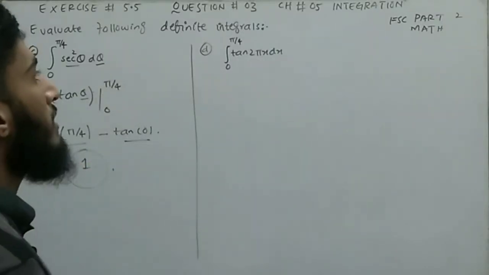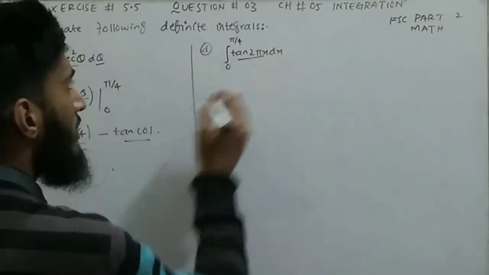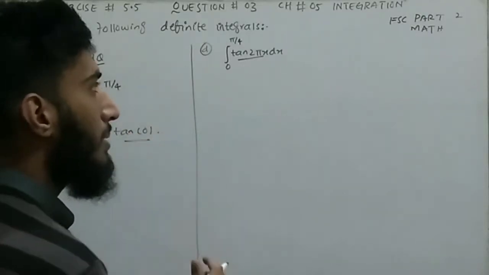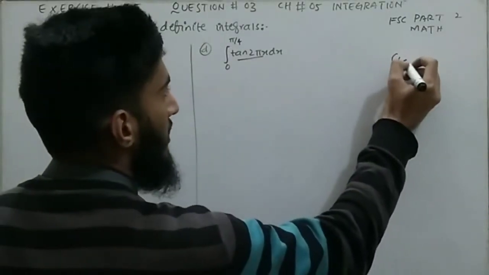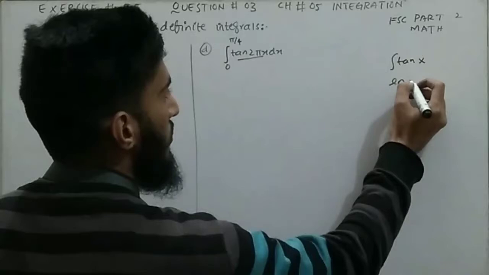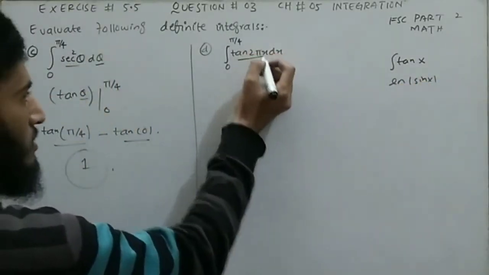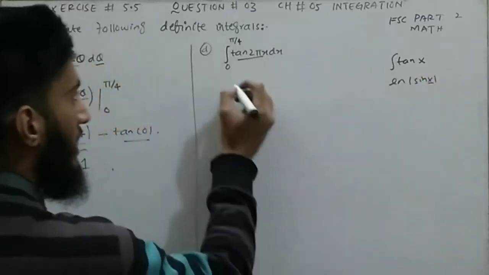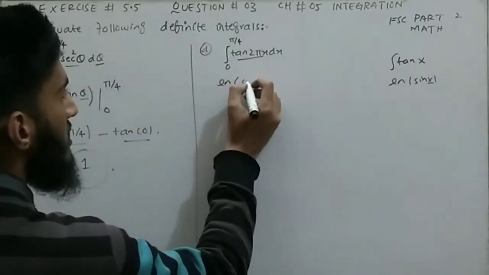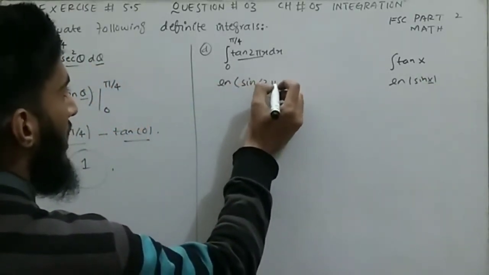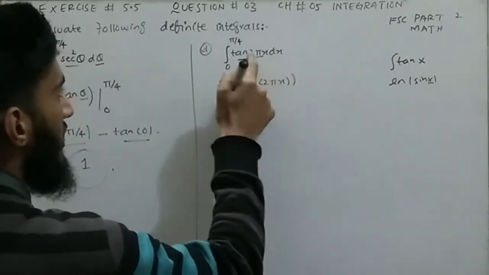Now let's solve part number D. Over here the function is tangent 2 pi x. Remember that the integration of tangent x is always equal to ln of sine x. But over here the function is 2 pi x, so just replace x with 2 pi x. So it will become ln of sine of 2 pi x. So this is the integration of tangent 2 pi x.